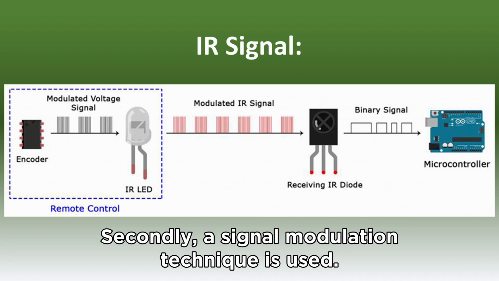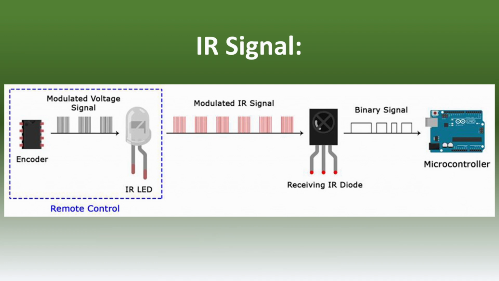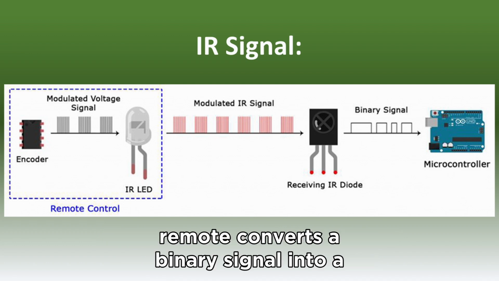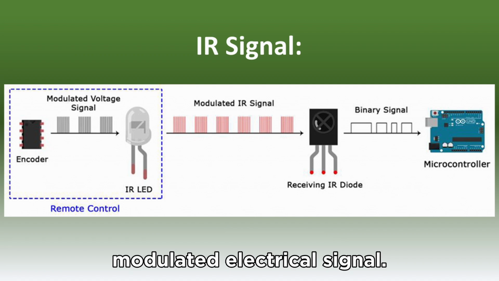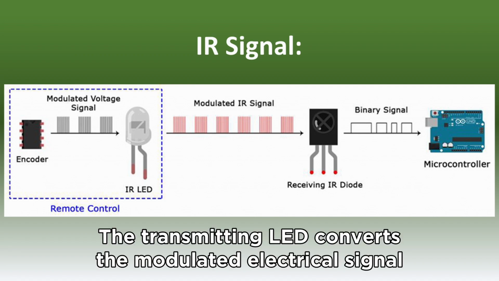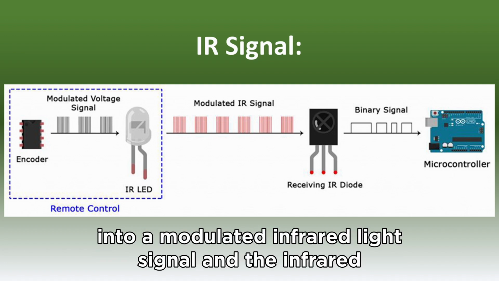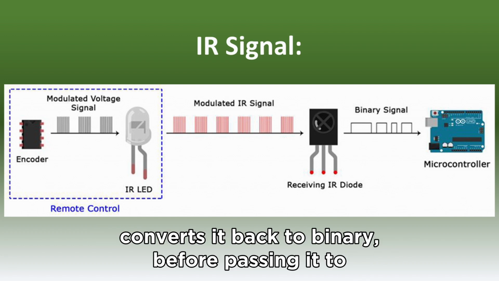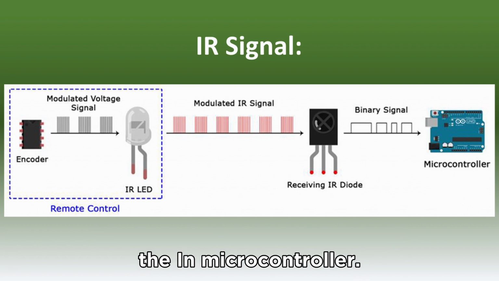Secondly, a signal modulation technique is used. In infrared signal modulation, an encoder on the infrared remote converts a binary signal into a modulated electrical signal. This electrical signal is sent to the transmitting LED. The transmitting LED converts the modulated electrical signal into a modulated infrared light signal. And the infrared receiver then demodulates the infrared light signal and converts it back to binary before passing it to the microcontroller.